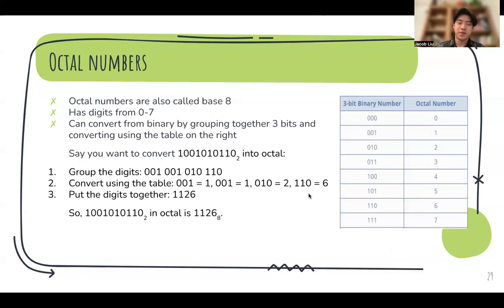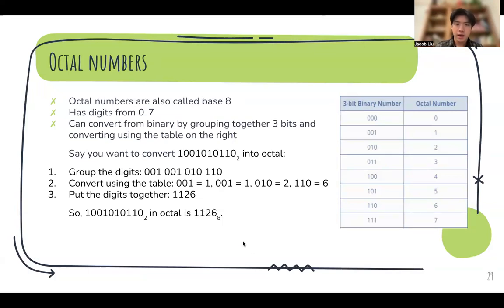110 is equal to 6, 010 is equal to 2, 001 is equal to 1, and 001 is equal to 1. Then you put the digits together, and you get 1126. So this number in binary is 1126 in base 8.